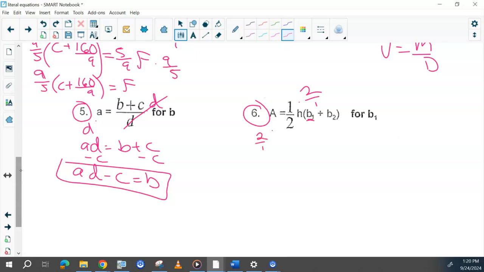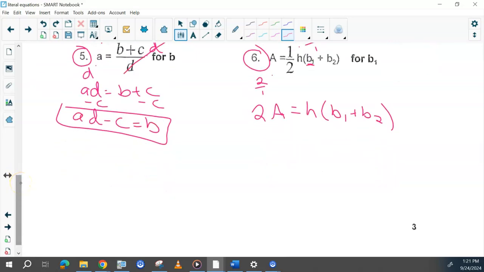So we get 2a, or 2a over 1. I don't really need that one. Equals h times (b1 plus b2). That part is still in parentheses right now, but it will go away here in a second. Then I could get rid of the h. It's multiplying to this. So to undo that, divide.